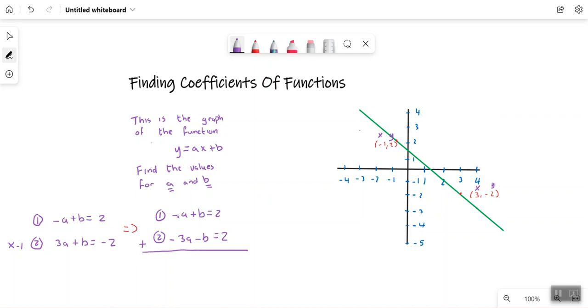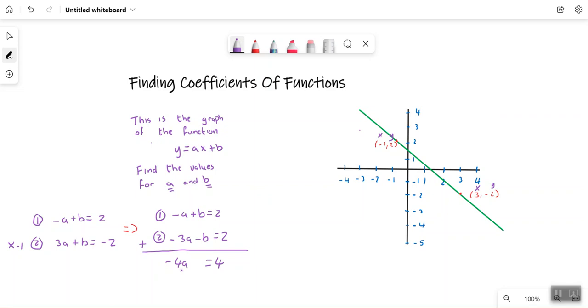So minus a minus 3a, that's going to give us minus 4a. Plus b minus b, they're just going to cancel out and that'll leave you at 0, and 2 plus 2 is going to be equal to 4. So now notice we have what's called a linear equation here, so minus 4a is equal to 4.